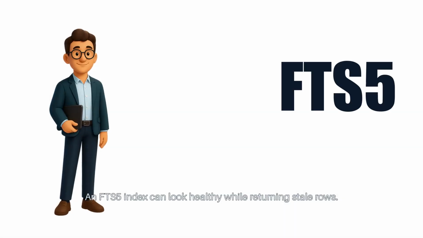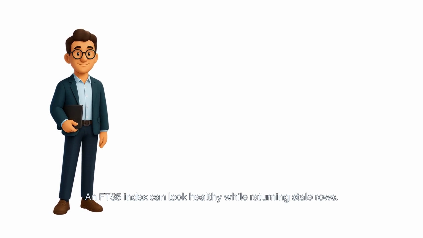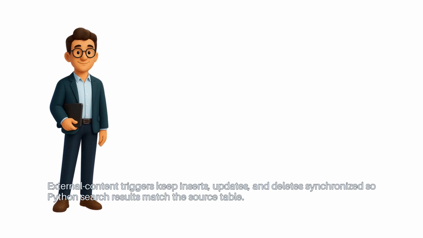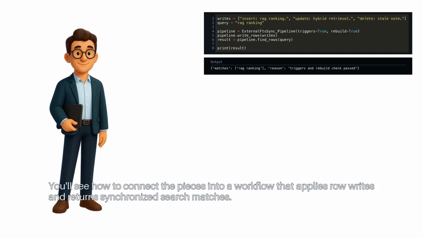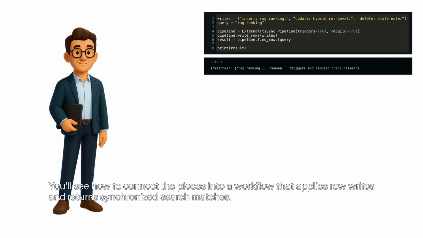An FTS5 index can look healthy while returning stale rows. External content triggers keep inserts, updates, and deletes synchronized, so Python search results match the source table. You'll see how to connect the pieces into a workflow that applies row writes and returns synchronized search matches.